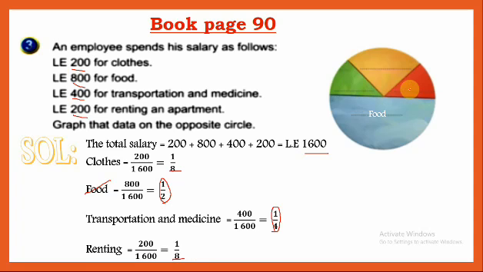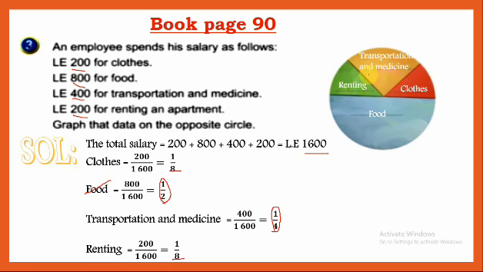I have the red part equal to the green part. The yellow part is more than the red part and also more than the green part. So the red and the green are equal to each other, which means this one may be for the clothes and the other one may be for the renting. Like this. If you change it, no problem, both of them are equal. If you put renting here and clothes here, no problem. Now, the left part is for the transportation and medicine, and it represents the quarter.